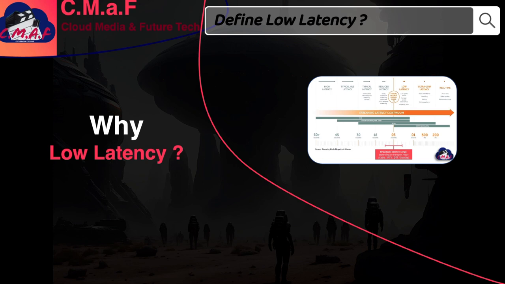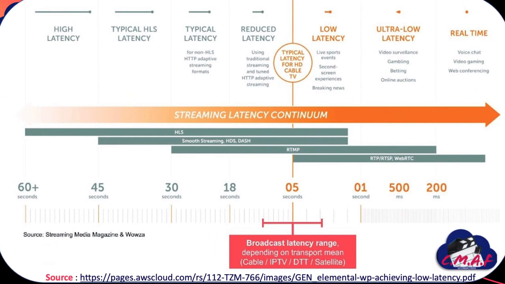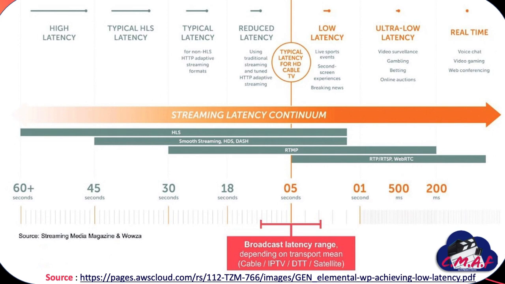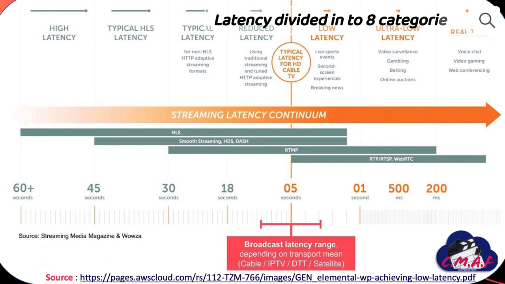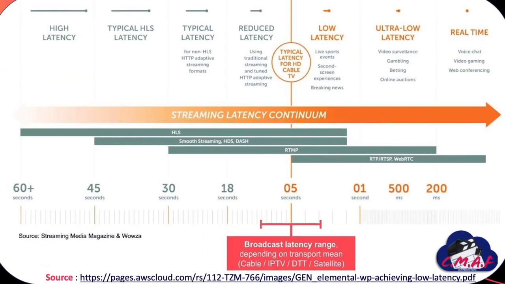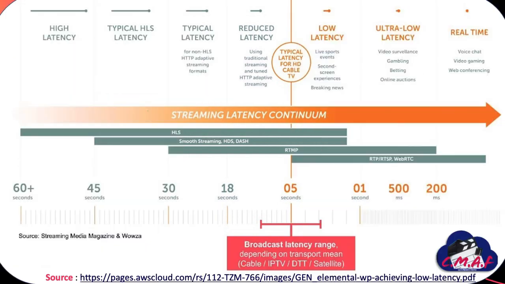The definition of low latency varies from person to person and encoder to encoder. So I'm using this image from Streaming Media Magazine, which explains latency in 8 different ranges, of which 18 to 45 seconds is a typical range that we normally see when you're encoding into HLS and DASH. Anything beyond 45 seconds is considered high latency. If you want to reduce the latency below 18 seconds, which is called the reduced latency range, you have to do some kind of fine tuning on the encoder.